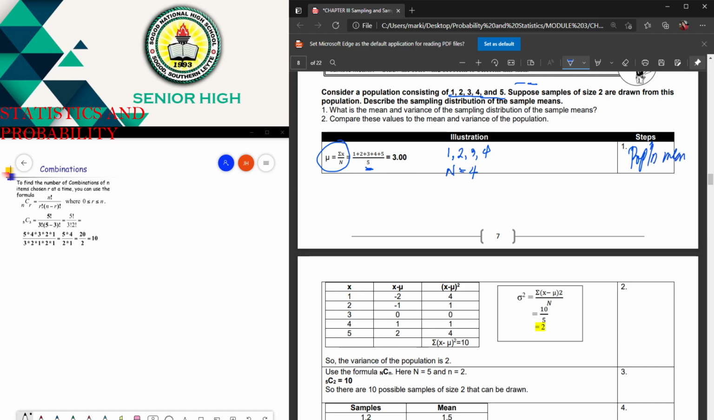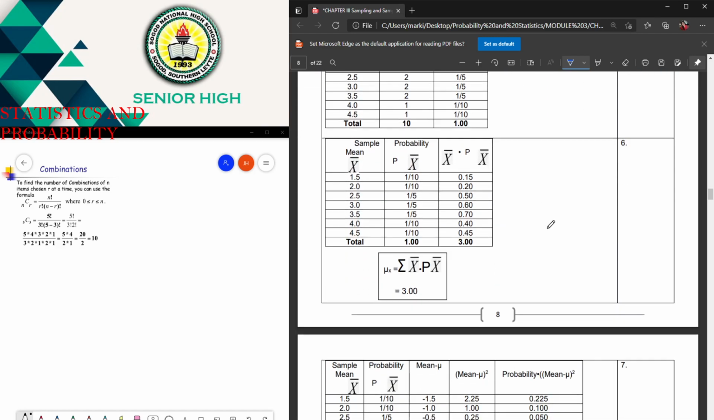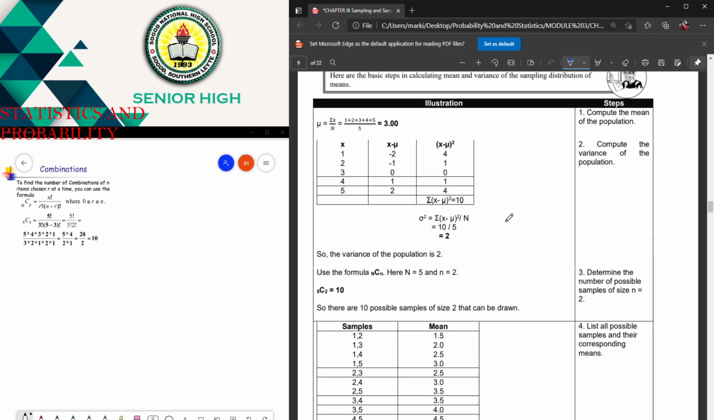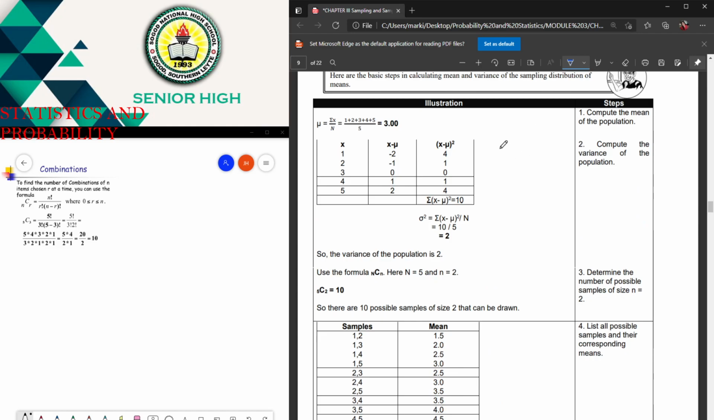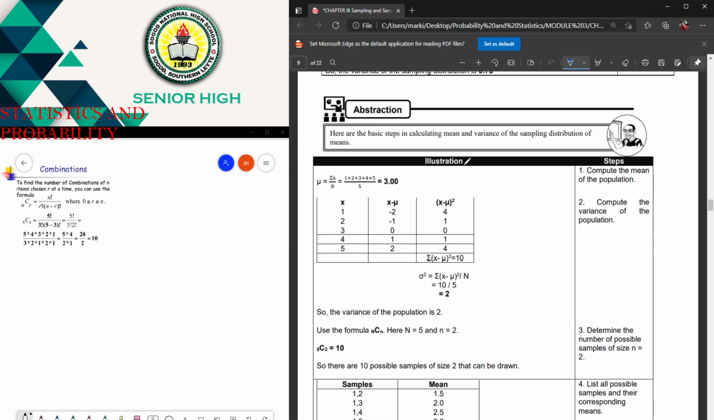Let's not discuss the activity yet. Let's have here the steps. You just go back to the activity once we're done discussing this, to shorten the video, because it would take us very long. So again, first step is compute the mean of the population. Next, second step is compute the population variance.